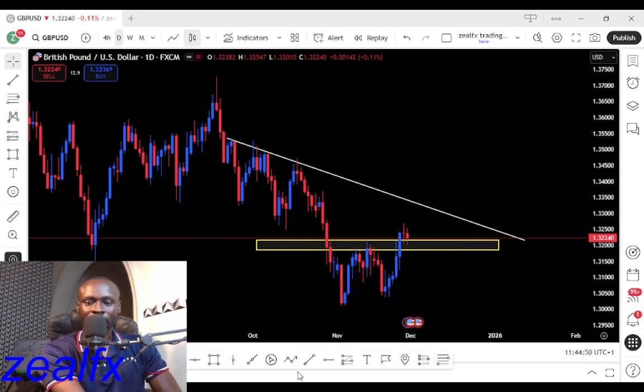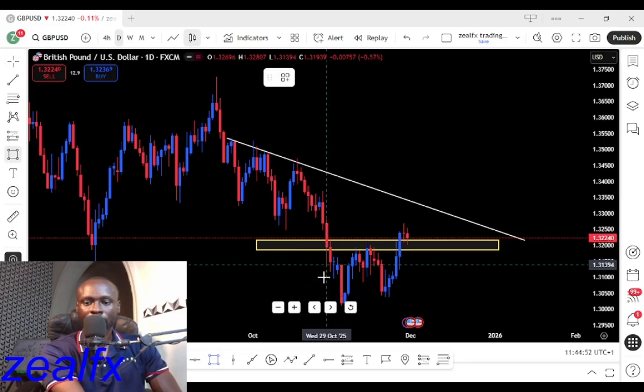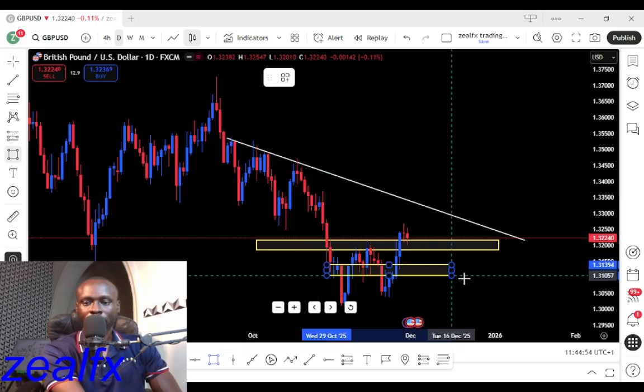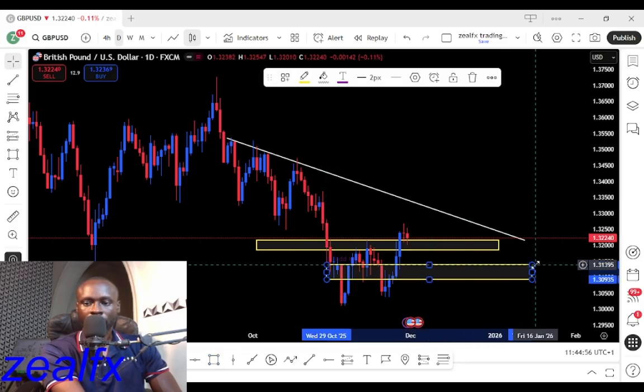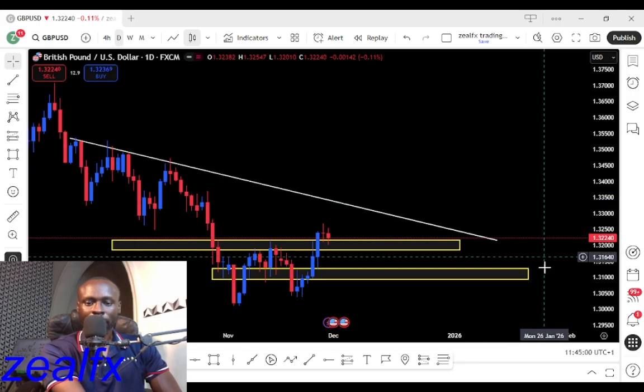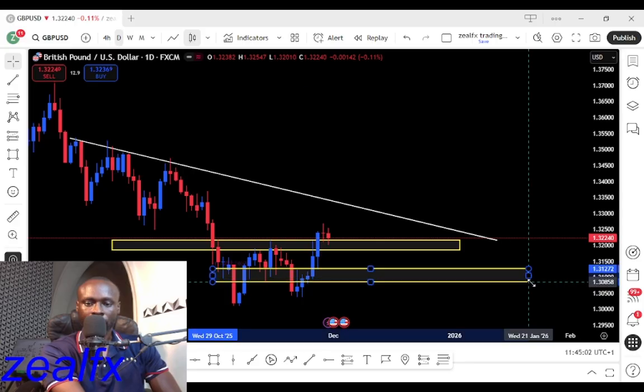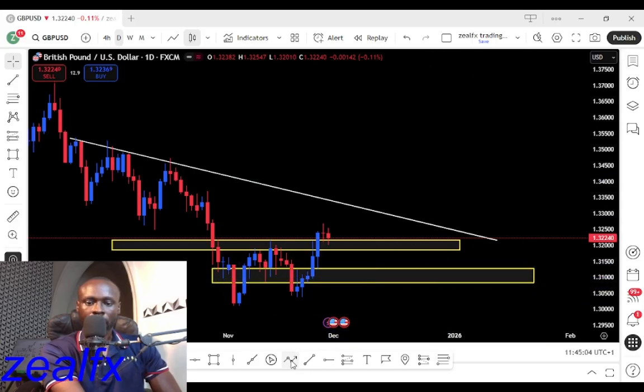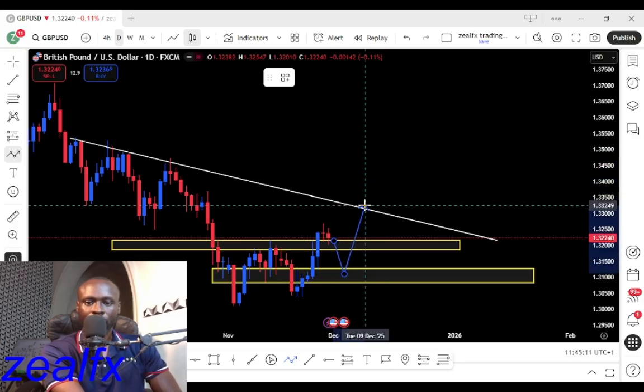Then we also have this significant level here, this key level for a buying opportunity for the Great British Pounds USD. So for us to look at our buying opportunity on Great British Pounds USD, we need price to come to this key level. We need price to come to this key level for us to start looking for a possible buying opportunity for the Great British Pounds USD to this trend line.